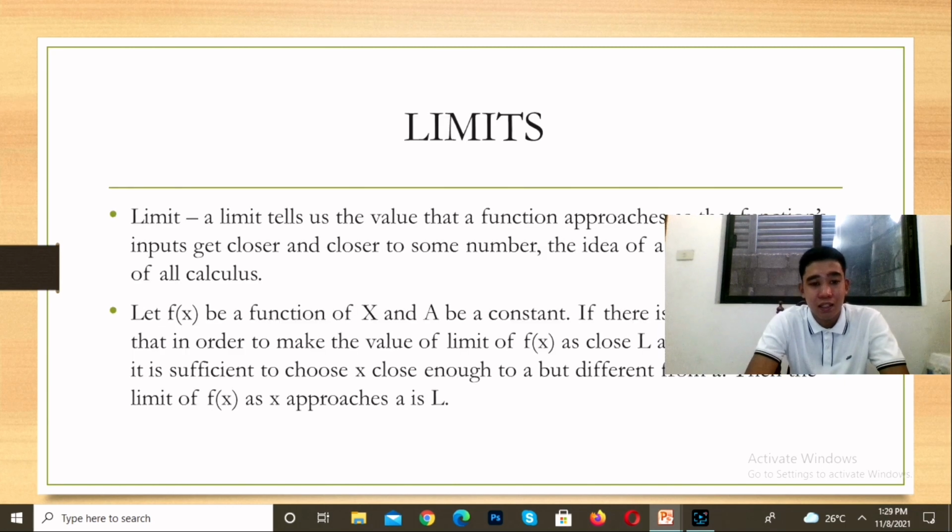Limits. A limit tells us the value that a function approaches as the function's inputs get closer and closer to some number. The idea of a limit is the basis of all calculus. Let f of x be a function of x and a be a constant. If there is a number L such that to make the value of f of x as close to L as may be desired, it is sufficient to choose x close enough to a but different from a, then the limit of f of x as x approaches a is L.